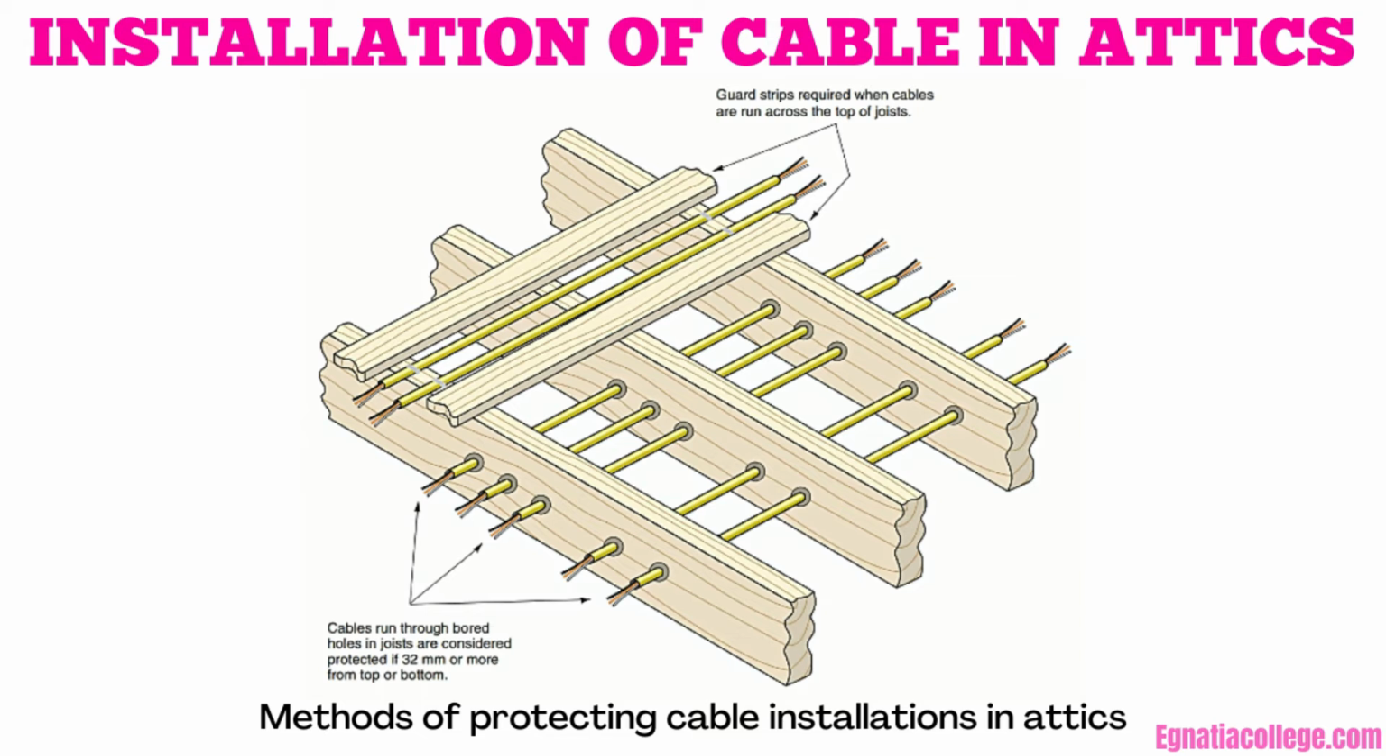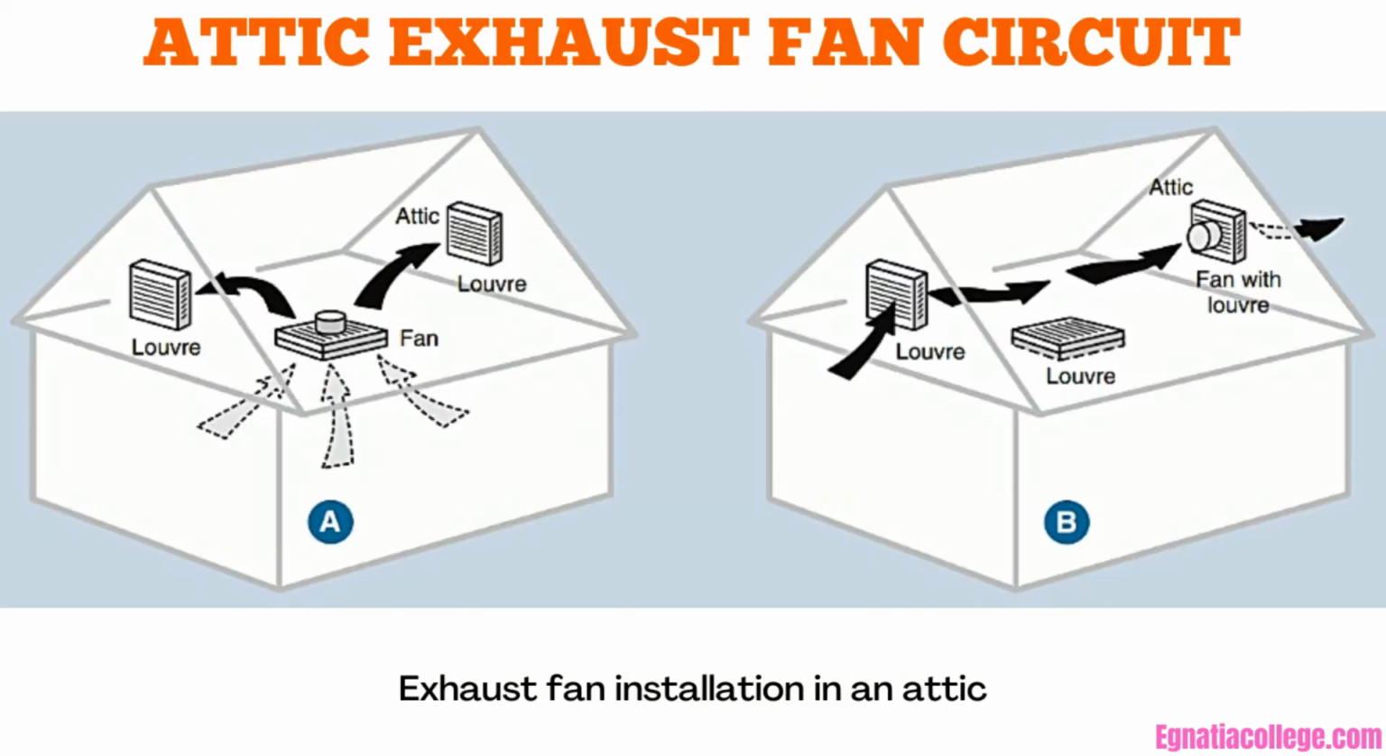Attic exhaust fan circuit. An exhaust fan is mounted in the roof of the house. When running, this fan removes hot, stagnant, or humid air from the attic. It will also draw in fresh air through louvres located in the end gables. Such an attic exhaust fan can be used to lower the indoor temperature of the house by as much as 5 degrees Celsius to 10 degrees Celsius.